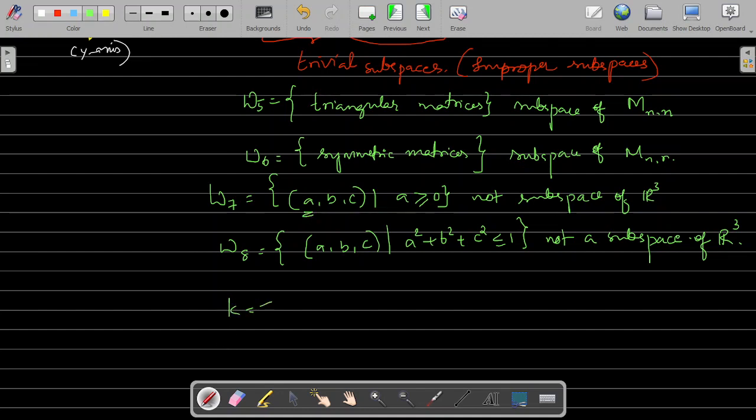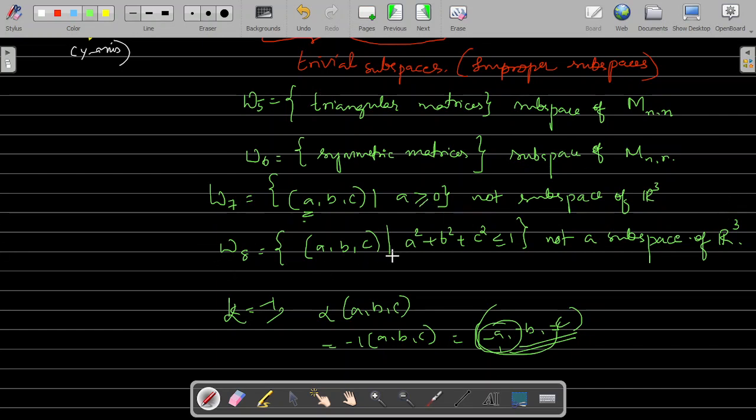Suppose you take k equal to -1, or alpha equal to -1. Alpha times the vector (a, b, c) is equal to -1 times (a, b, c). This is equal to (-a, -b, -c). So this won't be in this set. It is not closed with respect to scalar multiplication, as it is going to be negative here, because we want positive quantities only, hence it is not a subspace.